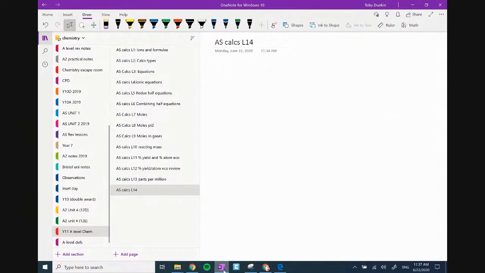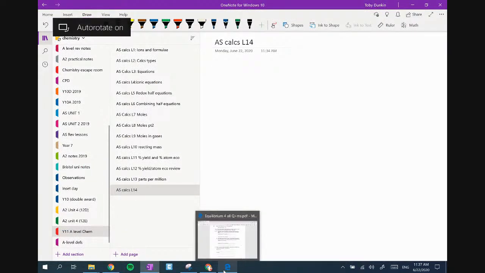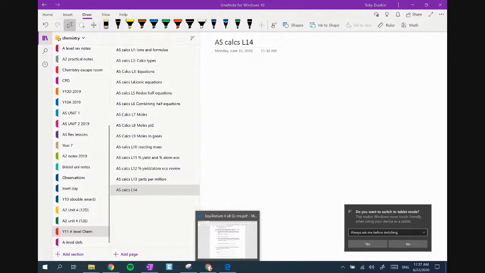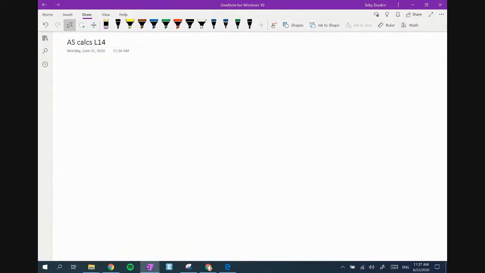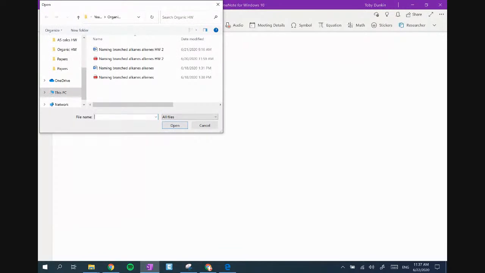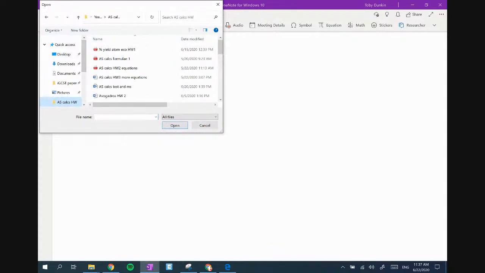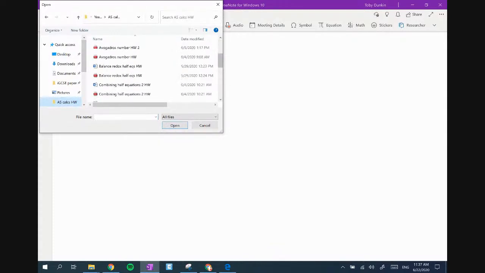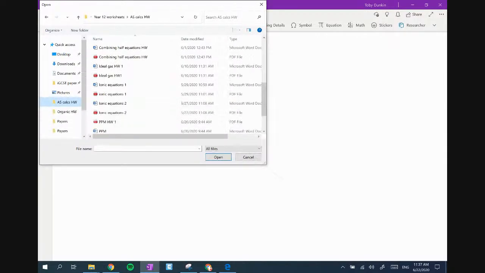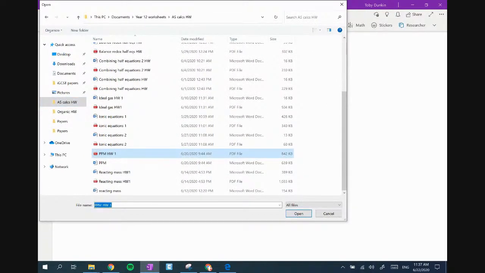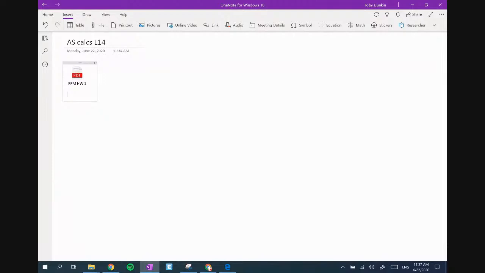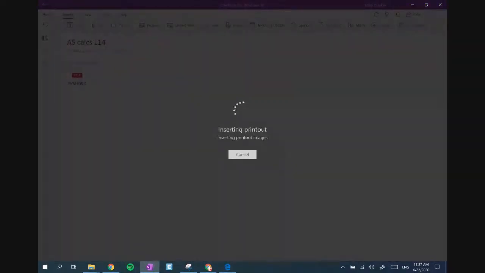So this is AS Calcs lesson 14. The first thing we need to do is review our PPT homework. So let's insert our PPT. Let's go for AS Calcs homework, and it's going to be in PPT. PPT homework, there we go, open. So I just want to quickly review these. I've got my calculator on standby, and we can crack on.